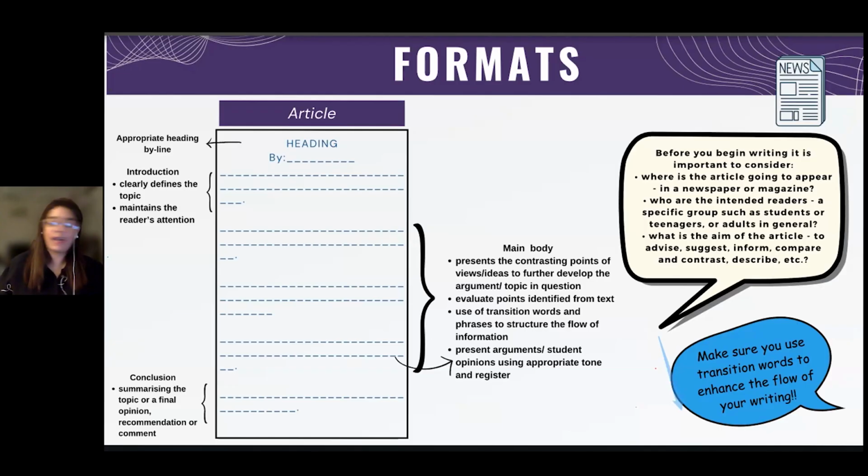Once you've given your article an appropriate heading, the next thing is to add your byline. Someone asked me about punctuation. One thing I would like to bring forward: you are the author, the writer, so it's by you, and you write your name.